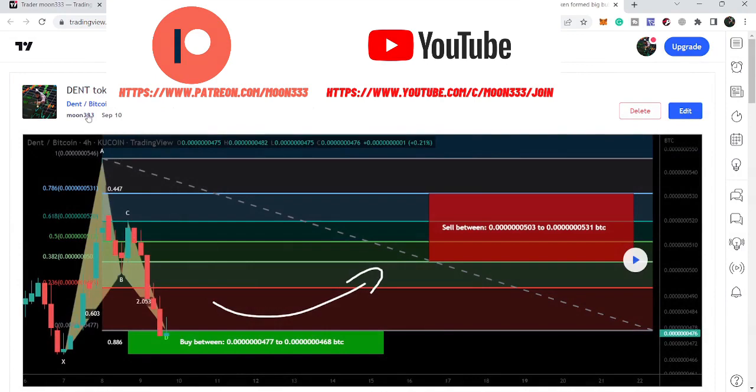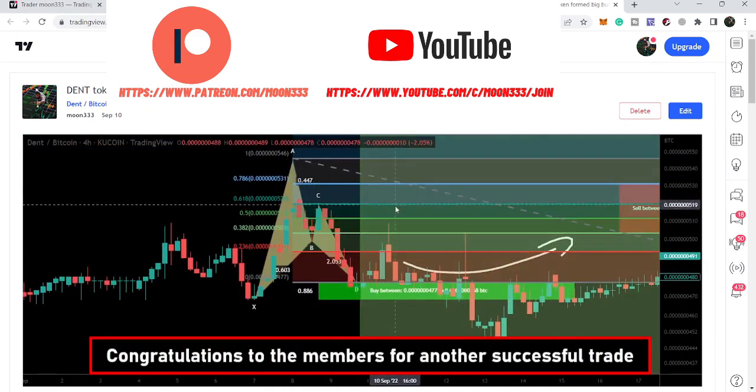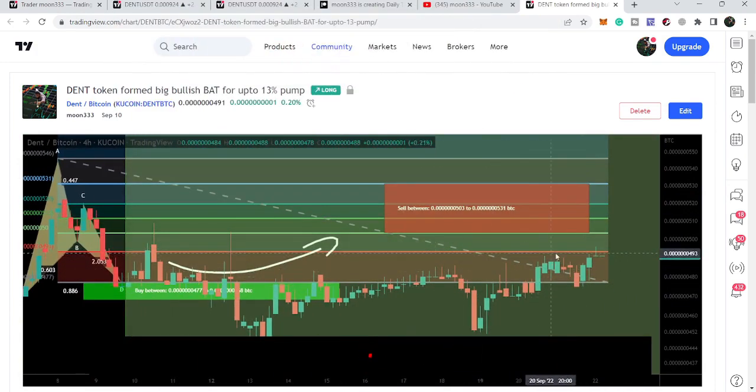And you can see I shared this idea on 10th of September. On the 4-hour time frame chart, it formed this bat move with Bitcoin pair. This was our buying zone that starts from 477 and goes to 468, and this was our sell target zone that was starting from 503 and goes to 0.0000000531 bitcoins. After playing this chart, we can see that the price line pumped very well, and here it reached the sell target and again dropped down, and again it slightly moved up.